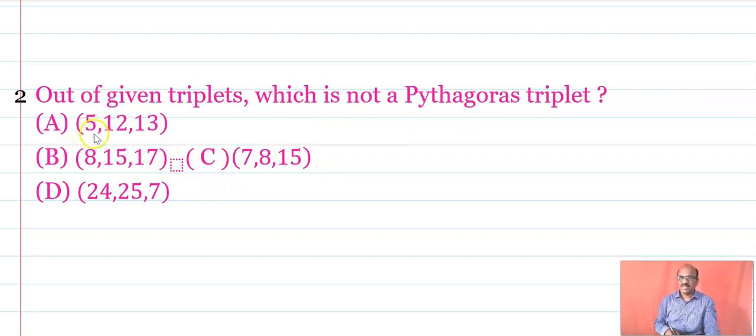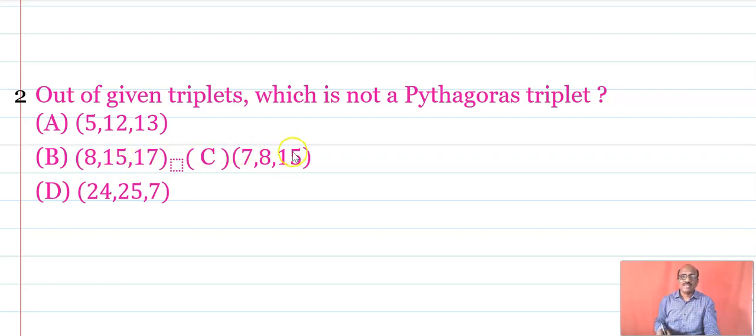What is the biggest side? That is 13. 13 square, 169, is equal to 12 square, 144, plus 5 square, 25. That is 169 is equal to 144 plus 25. That is a triplet. Next, 17 square, that is 289. 15 square is 225 and 8 square is 64. That is 289 is equal to 225 plus 64, and we get 289.